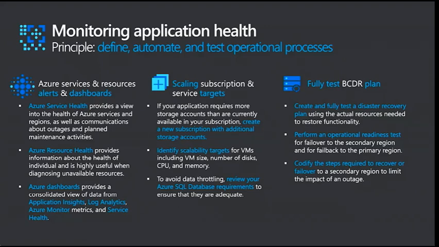Scaling your subscriptions and service targets is also important under this principle of defining and automating and testing your operational procedure. You want to make sure that you know about it if your application requires more storage accounts than are currently available in your subscription. You would have to create a new subscription because of subscription limits to add those additional storage accounts. You also want to be able to do things like identify scalability targets for your virtual machines, including the size of your virtual machines, how many disks are attached to that virtual machine, how much memory, how much CPU is set up for that virtual machine. And you want to avoid data throttling. Review things like your Azure SQL database requirements to ensure that they are adequate for your workload needs.